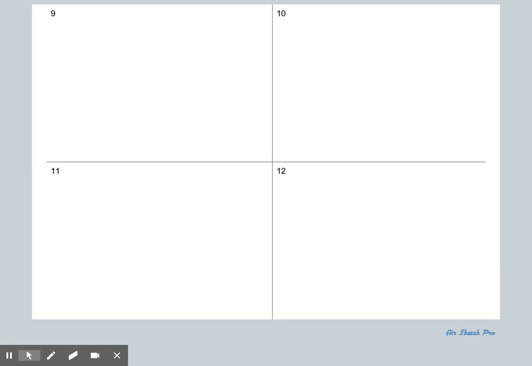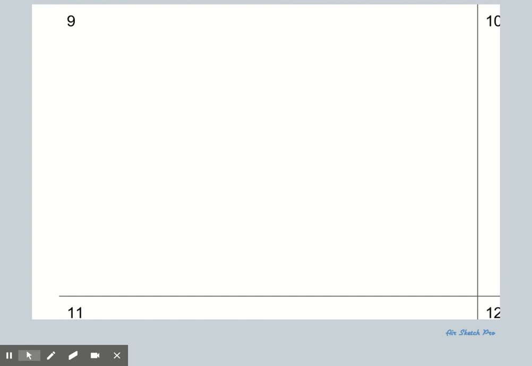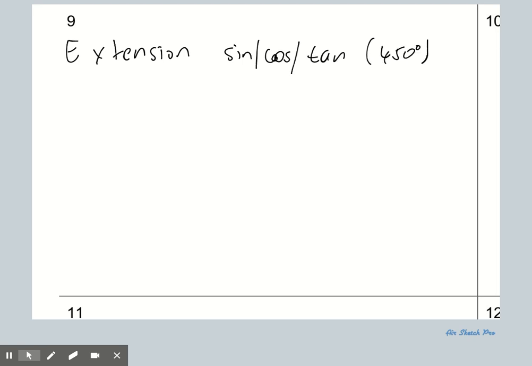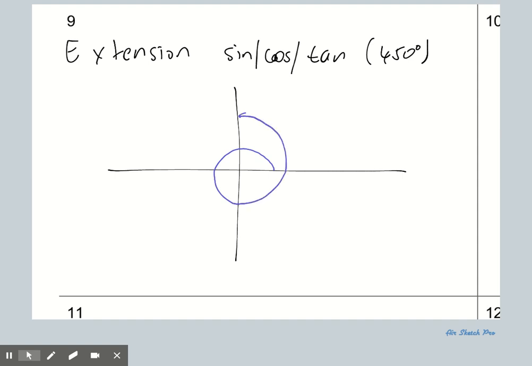So the extension, which I haven't prepared for, so I'll just do it really quickly. The extension was the sine, the cosine and the tangent of 450 degrees. So when I look at this and I do my little rotation-y thing, I'm always starting from zero and I'm going counterclockwise. So 90, 180, 270, 360, 450 degrees gets me there. Okay? My line will be 1 unit long. So it's positive one here on the y-axis.